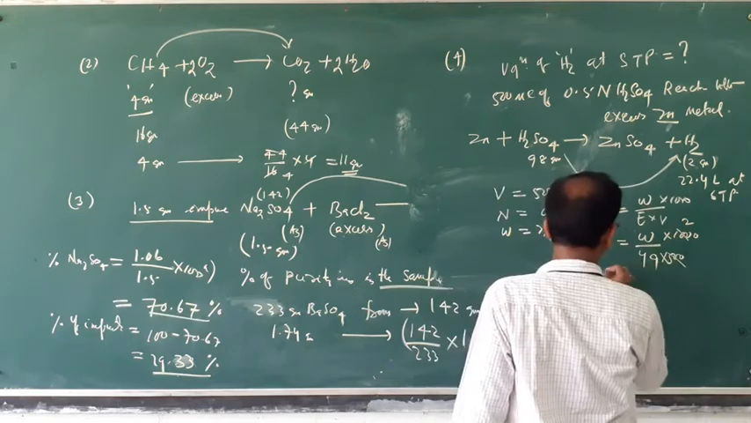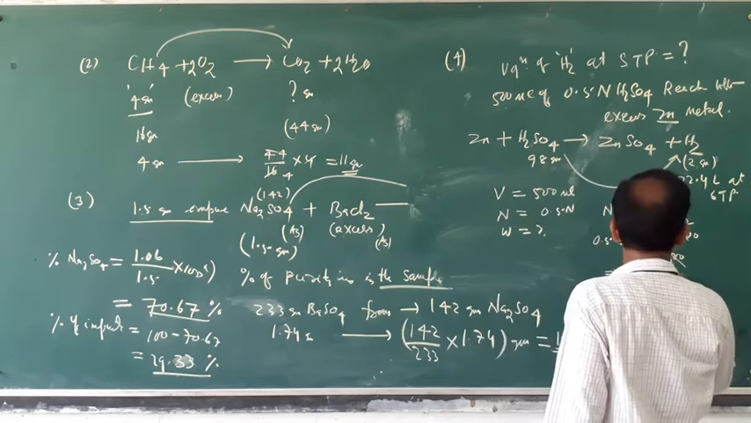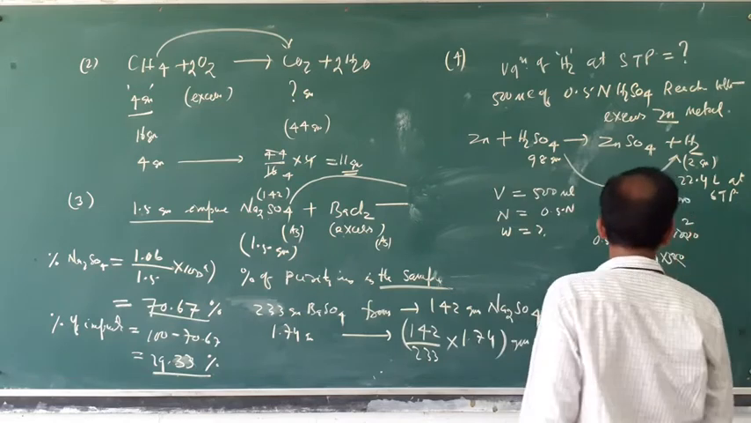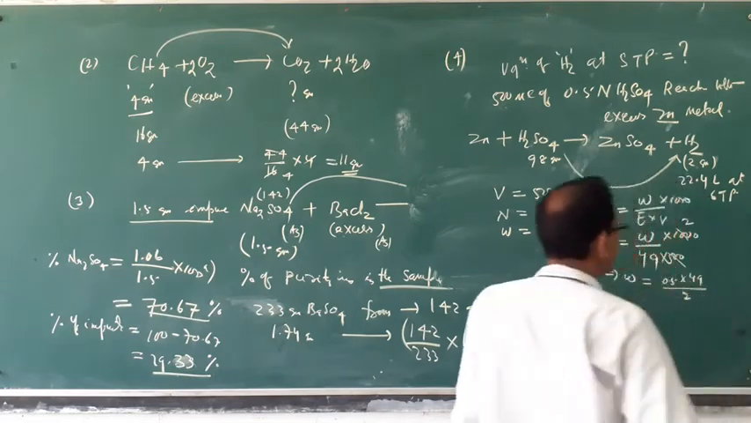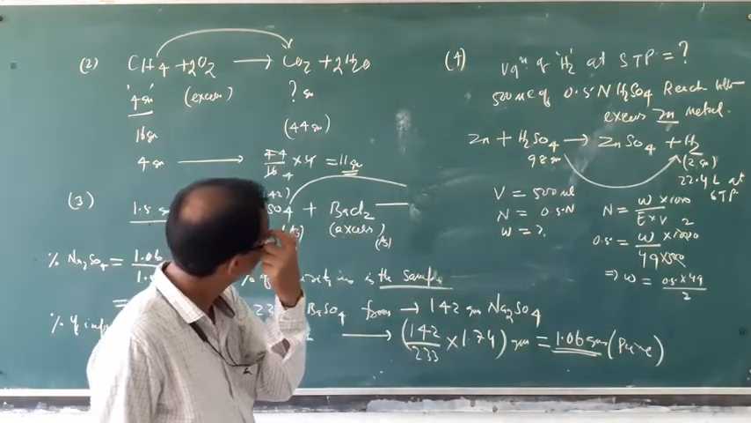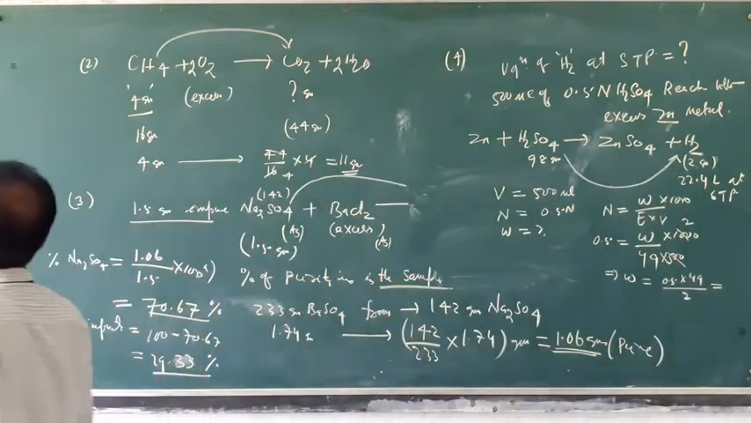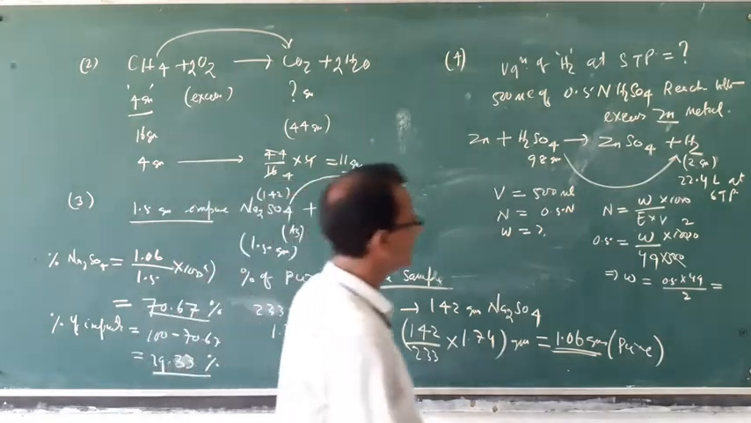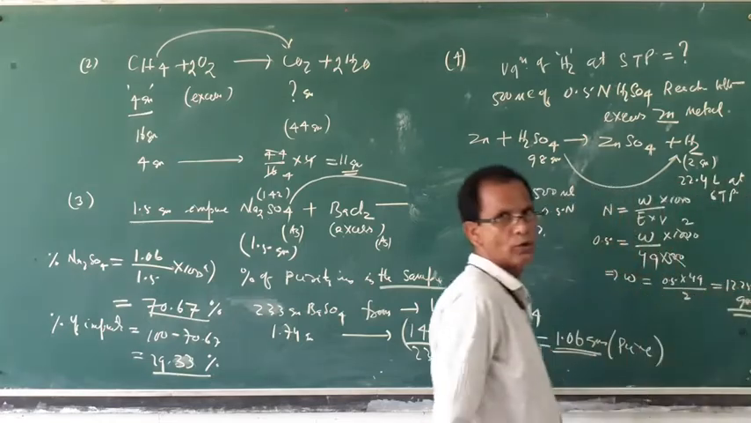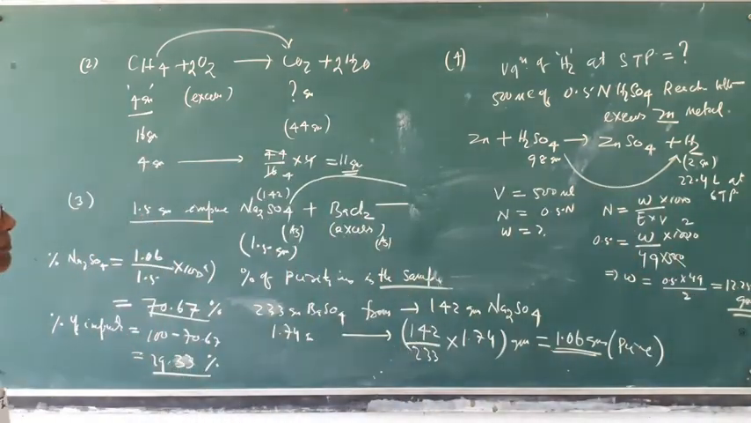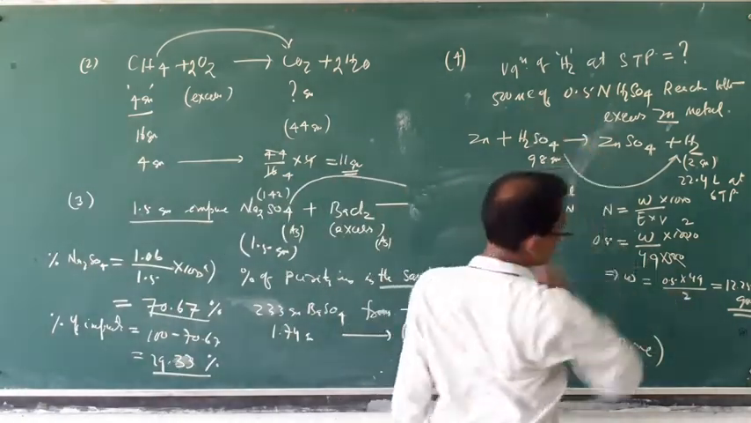Okay, so this is your 2. Then W is equal to 0.5 into 49 by 2. That is equal to how much? You calculate. The value will be 12.25 gram. So 12.25 gram of sulfuric acid is present in this solution.